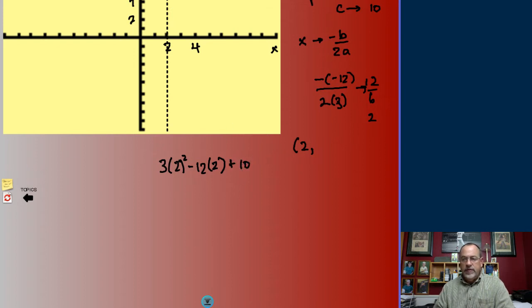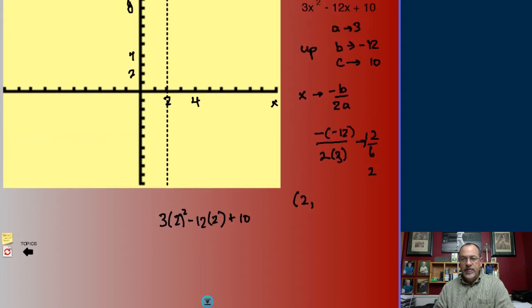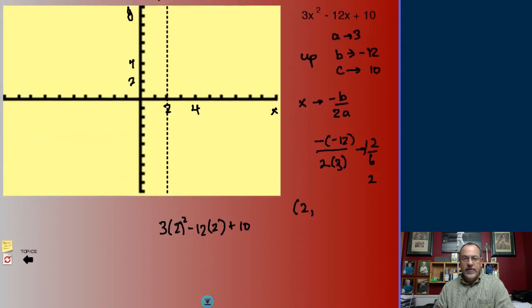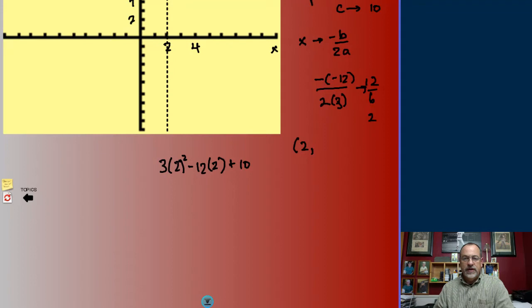Okay. So we substitute those values into the expression. Let me double check, make sure I have that right. 3x squared minus 12x plus 10. Okay. And then we simplify. Now again, I have to do exponents first. So 2 squared is 4. So this is 3 times 4, which is 12, minus 24 plus 10. So this is 12 and 10 is 22 minus 24. So this is negative 2.